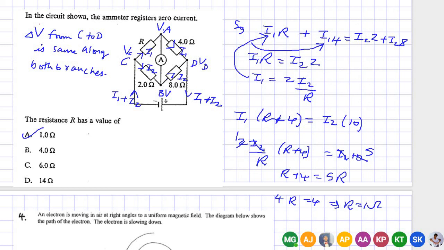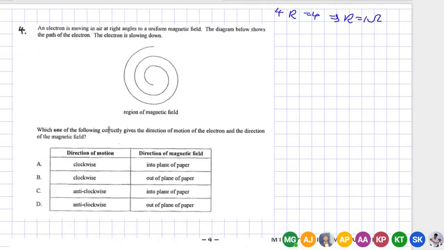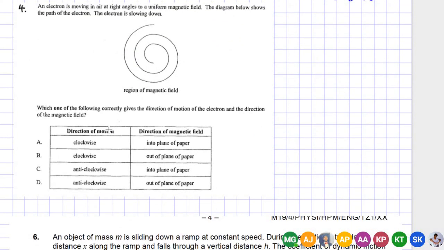Okay. Now let's move on to the fourth question. An electron is moving in air at right angles to a uniform magnetic field. So again it's going towards a circle like this. So the center of the circle is somewhere here. So if the velocity is like this, the centripetal force is towards this side.